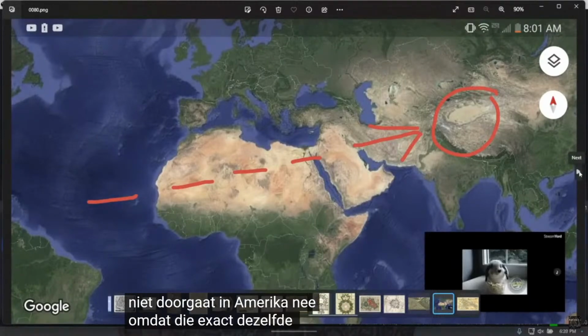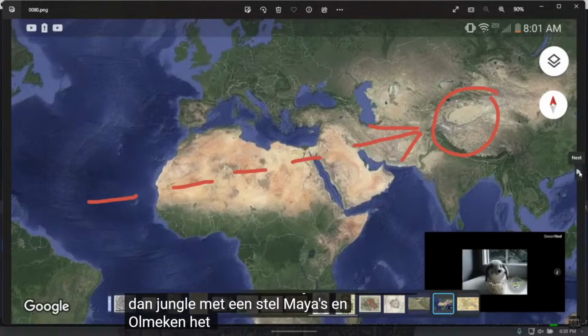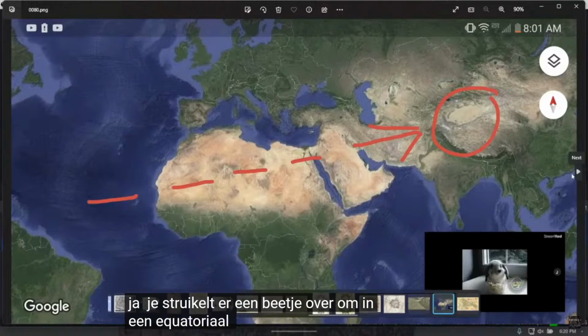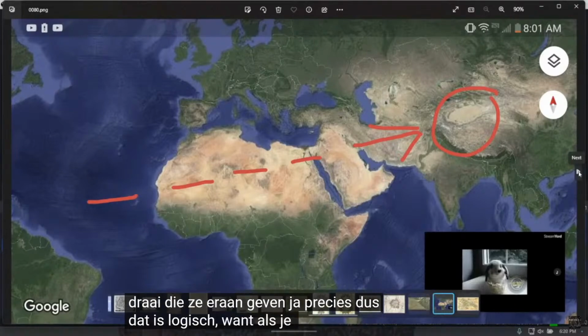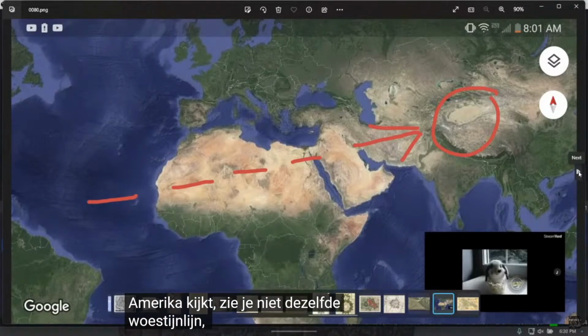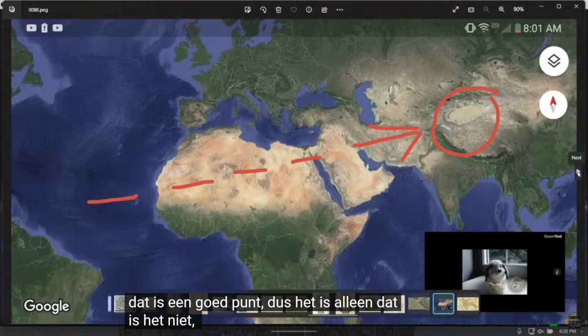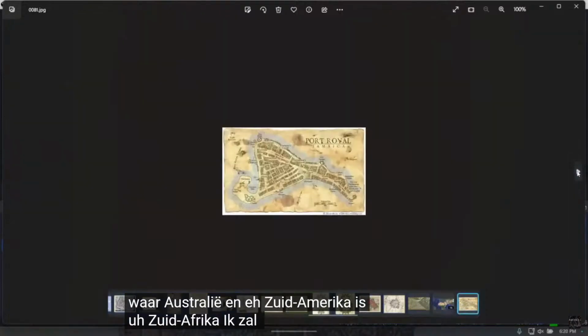No. Because that exact same line is nothing but jungle with a bunch of Mayan and Olmec. It's all Oaxaca and Veracruz State. Yeah, you can attribute that to being an equatorial thing, because that's the spin they put on it. Yeah, exactly. So that makes sense. Because if you look at the Americas, you don't see that same line of desert. It's all jungle straight across the Yucatan. Yeah, that's a good point. So it's only there, isn't it? You can see a similar thing where Australia and South America is. South Africa, I'll show you in a minute.